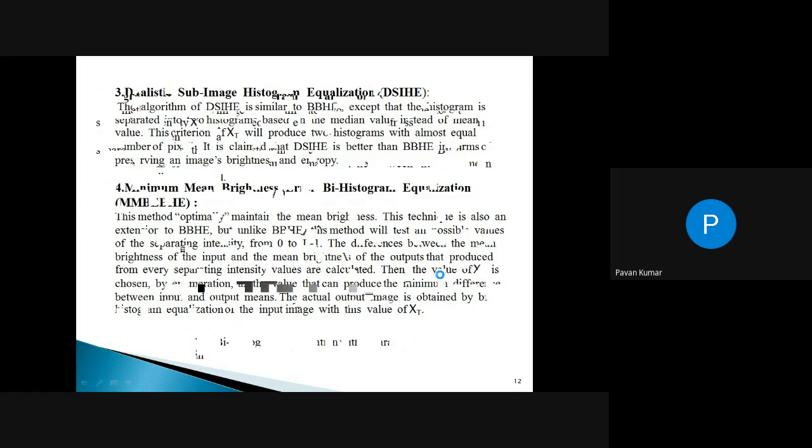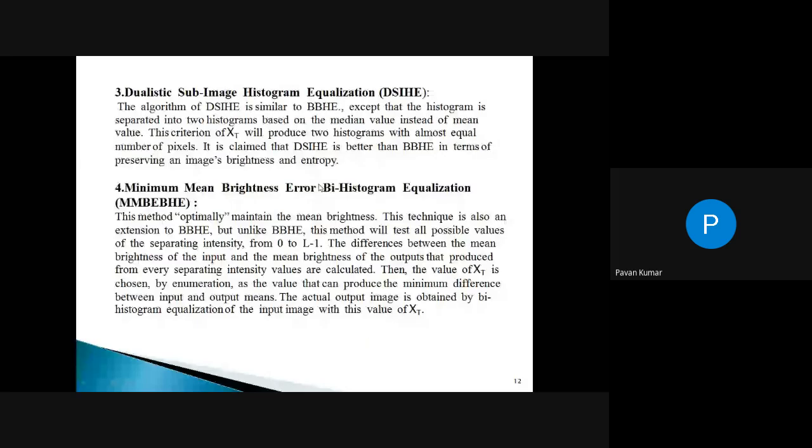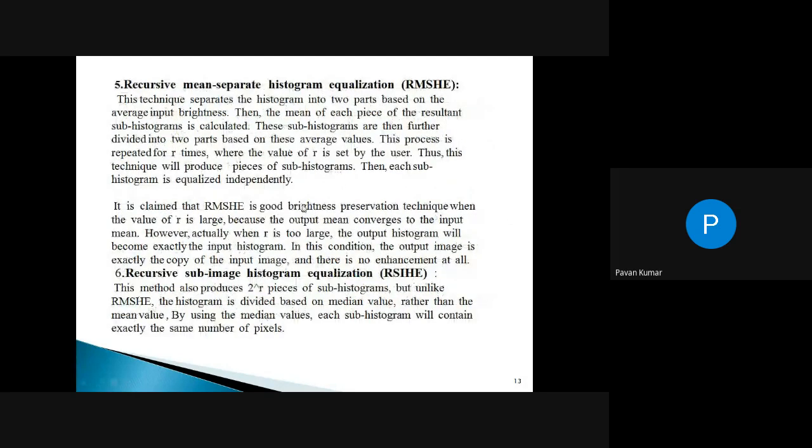See here, xt is important. How is the xt value calculated? Here it is the mean, or median: the average of the input, and the difference between the input and output mean brightnesses. Next one is recursive mean. This is somewhat different compared to the previous one.